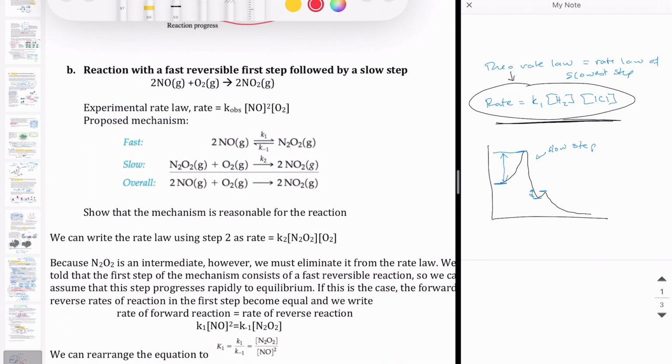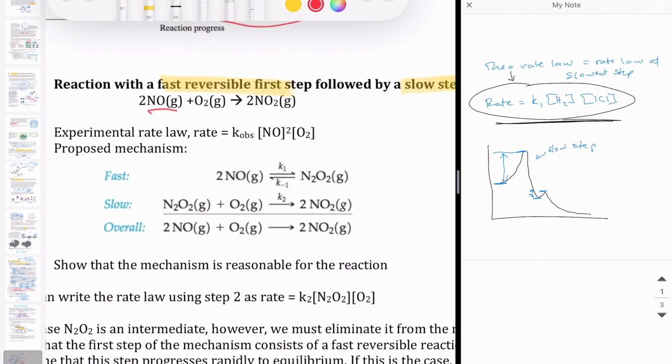Now we're going to go to the second type of mechanism that you often see for chemical reactions. This is a mechanism where the first step is a fast step, and then the following step, either a second or a third, is the slower step. This is going to be represented by this reaction right here. This is the overall reaction: 2NO plus O2 goes to 2NO2. And we have collected a rate law from experiment, which is rate equals k observed times [NO] squared and [O2] to the first power.